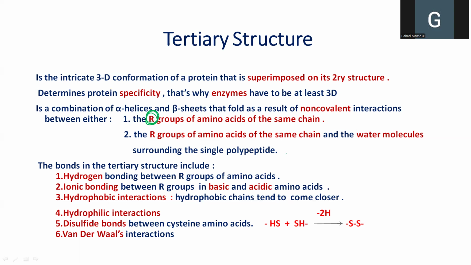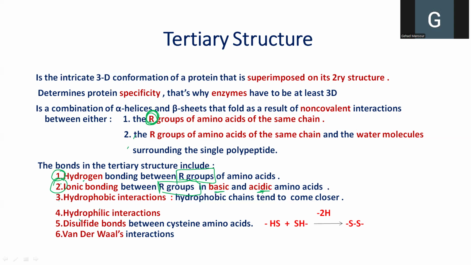So the bonds in the tertiary structure will include hydrogen bonds. Let's see all the examples and check whether they are covalent or not. The first example, hydrogen bonding between the R groups, and we will see how. This is non-covalent, of course, or ionic bonding between R groups again. Where can we see R groups? In basic and acidic amino acids, and we will explain this. So the first group is hydrogen bonding. It's not a covalent bond. The second type is an ionic bond. Again, it's not a covalent bond.